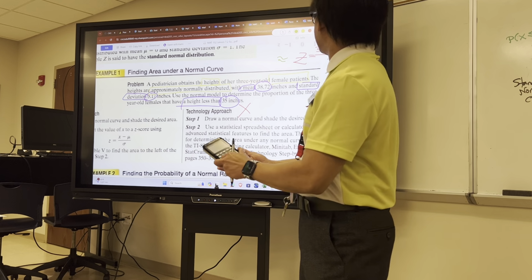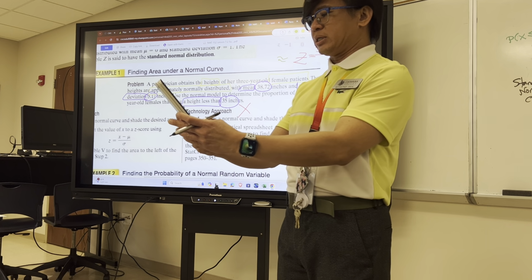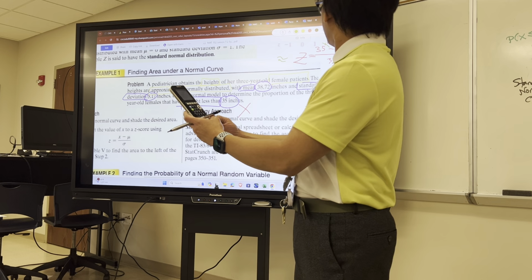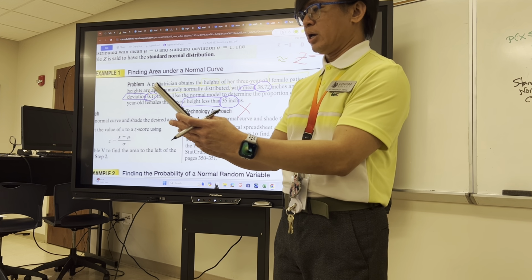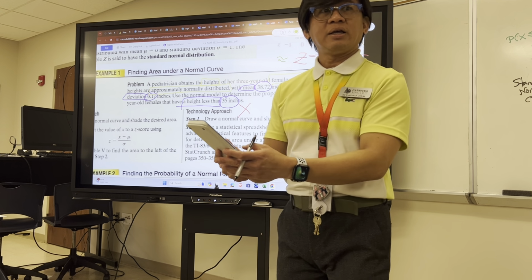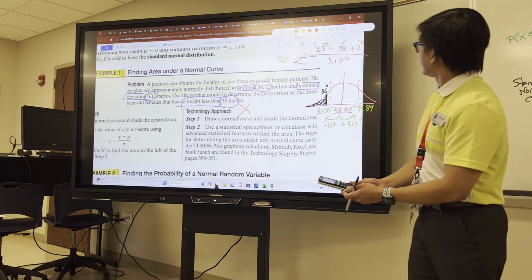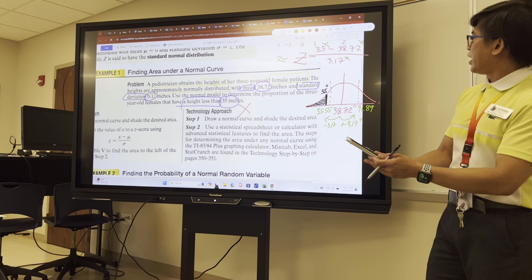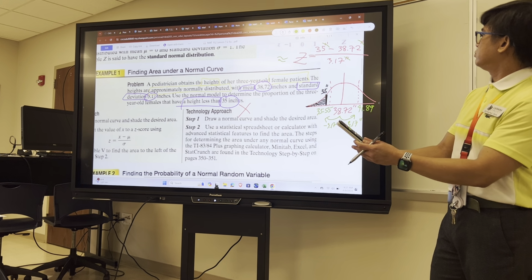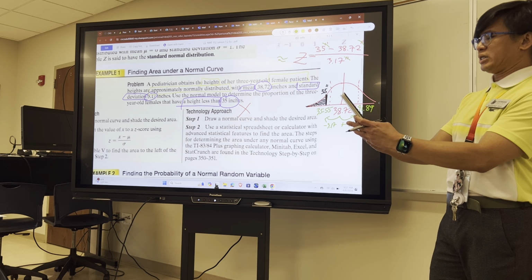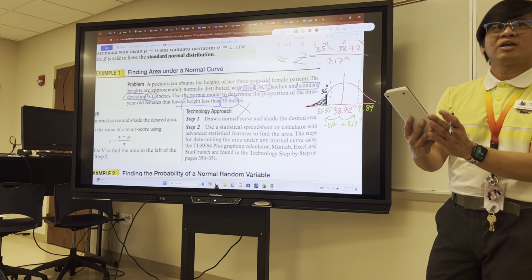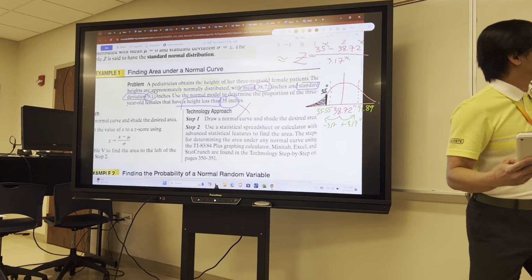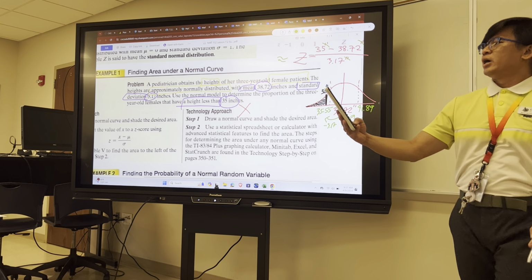Anyway, what's the value going to be? 35 minus 38.72, divided by the standard deviation, 3.70. Are we good? Can you still follow, guys? We're still using this formula. And what did we get?